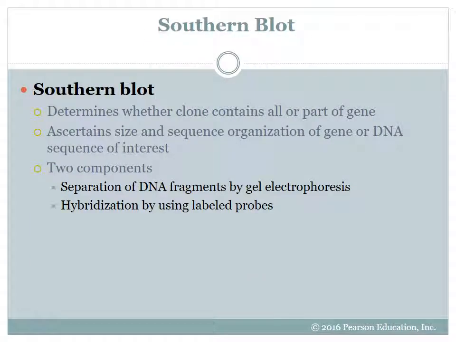The Southern blot determines whether the clone contains all or part of a gene. It ascertains size and sequence organization of gene or DNA sequence of interest. It has 2 components: separation of DNA fragments by gel electrophoresis and hybridization by using labeled probes.